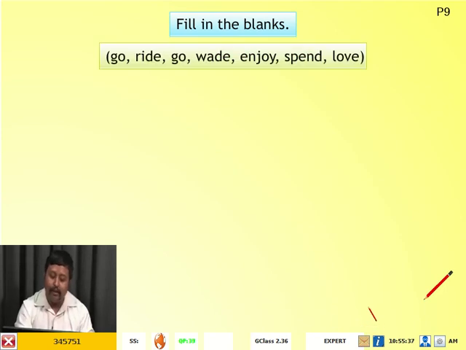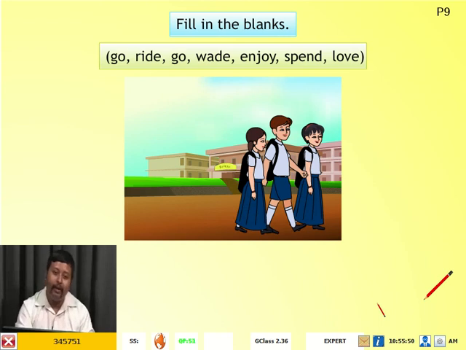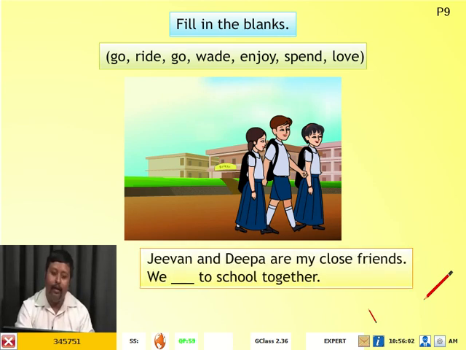So fill in the blanks. You have these words: go, ride, go with, enjoy, spend, and love. You'll have to fill in certain blanks. So in this picture, what is happening? We have three people: two girls, one boy, and probably they are going to school. So the line would be what?